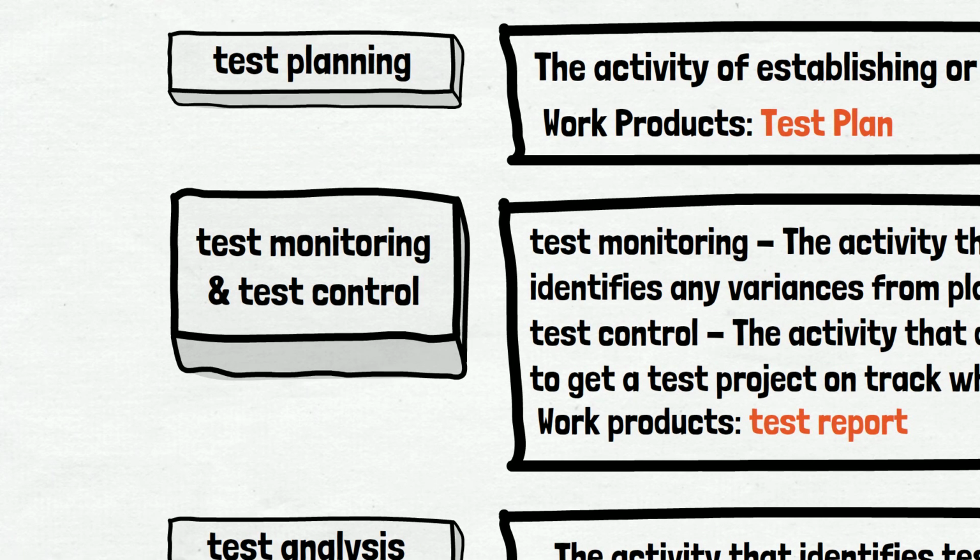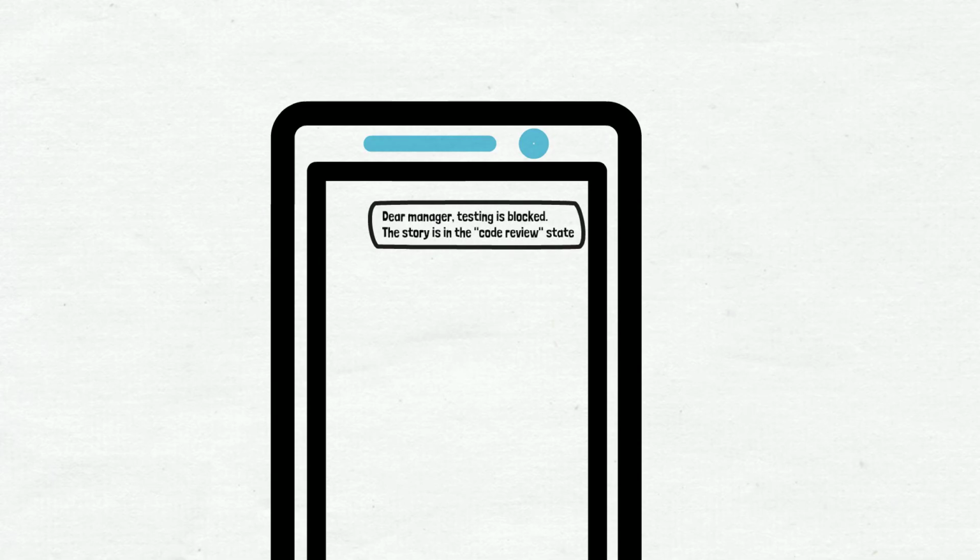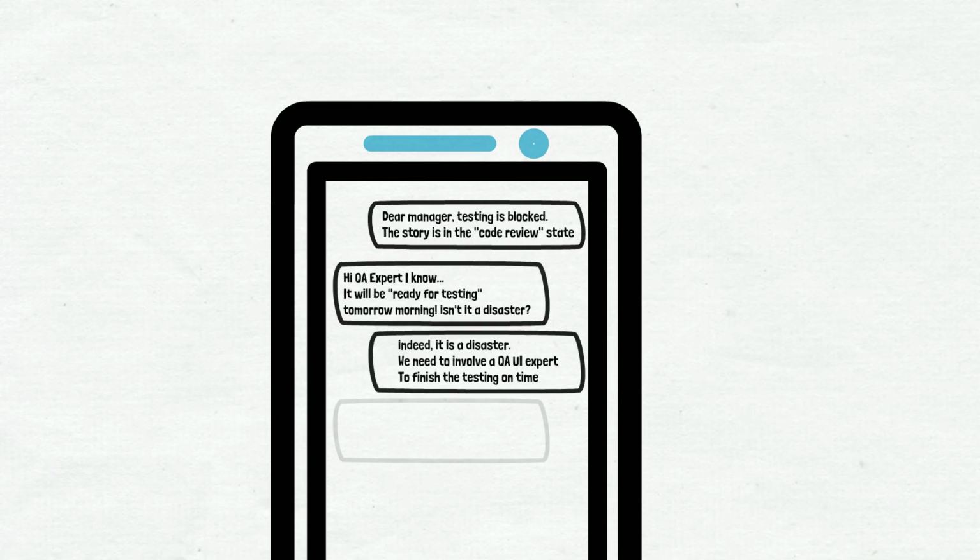Back to the test monitoring and control. Currently, it is test monitoring. We need to write a test report again. This time, we don't have time for real reports and emails. We simply write to the manager in the chat. You can pause the video and read the chat. But basically, the manager trusts us and we need to perform the test control activities.